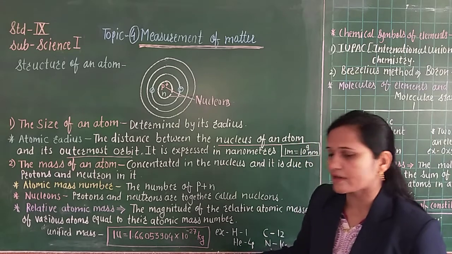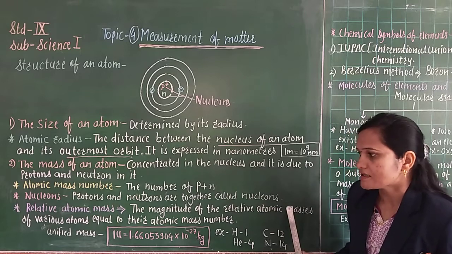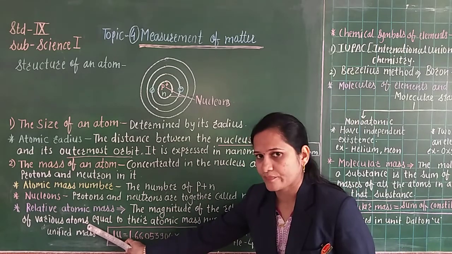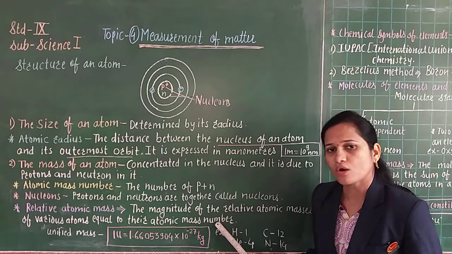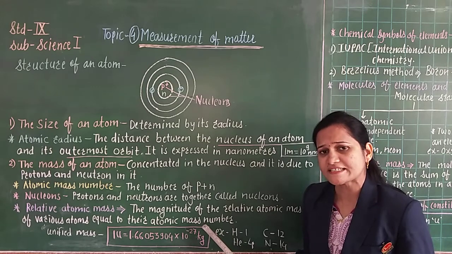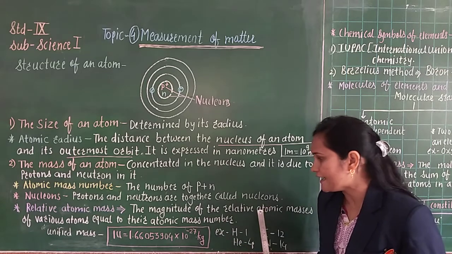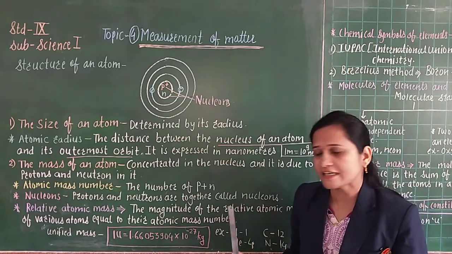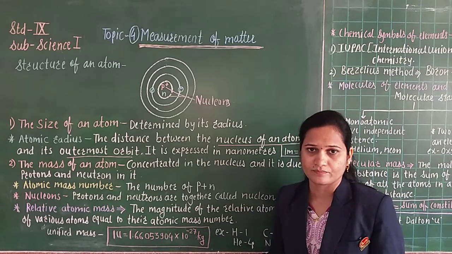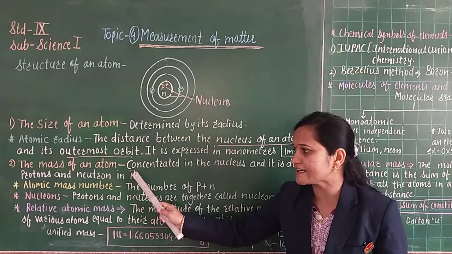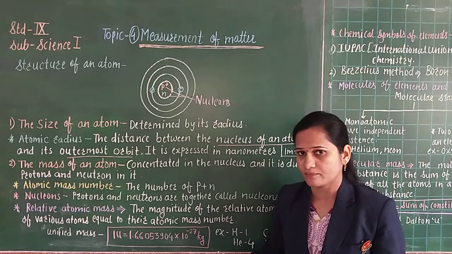Now we will see the meaning of it. Relative atomic mass is what? The magnitude of the relative atomic masses of various atoms is equal to their atomic mass number. What is the meaning of magnitude? Magnitude means its value. So we can define it: the value of the relative atomic masses of various atoms is equal to their atomic mass number. Atomic mass number, as you have already studied, means the number of protons and the number of neutrons.